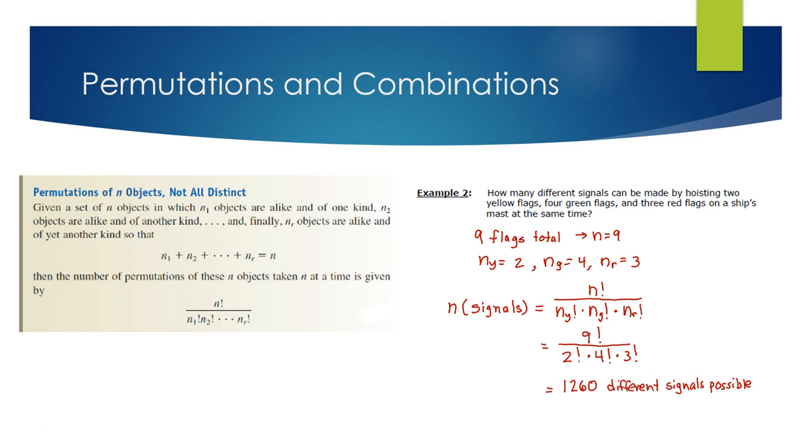So, you have basically 1,260 different messages that could be created, and as long as you know what those combinations of flags represent, you could communicate certain things that are going on the boat based off of the way those flags are raised.